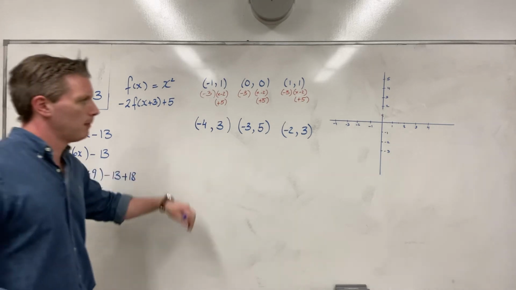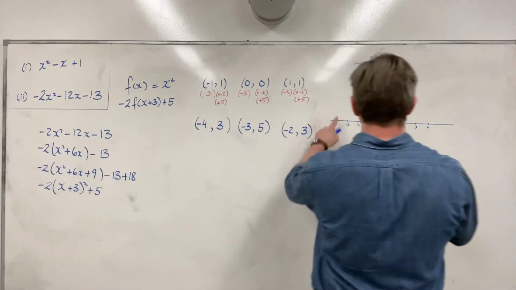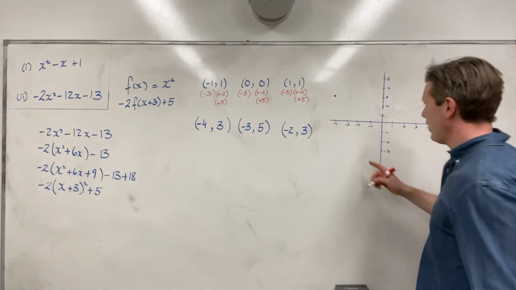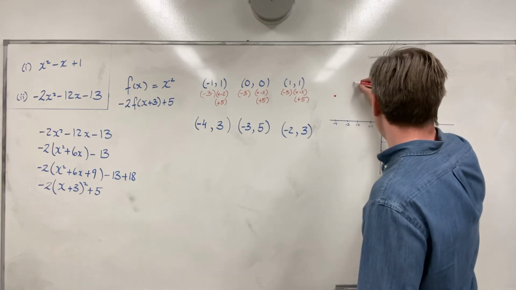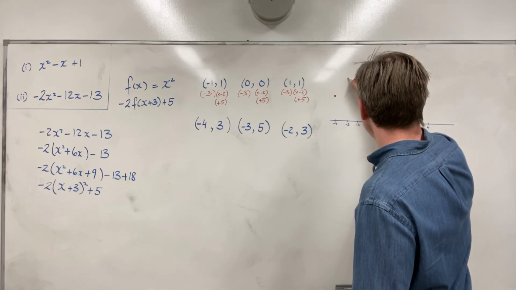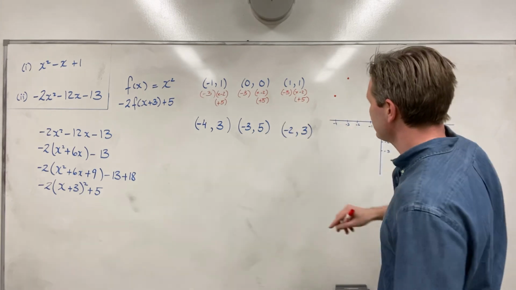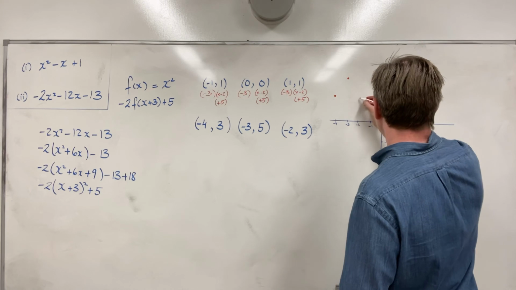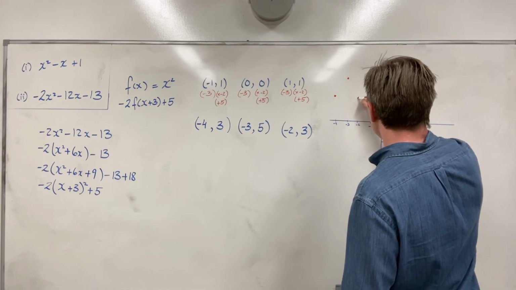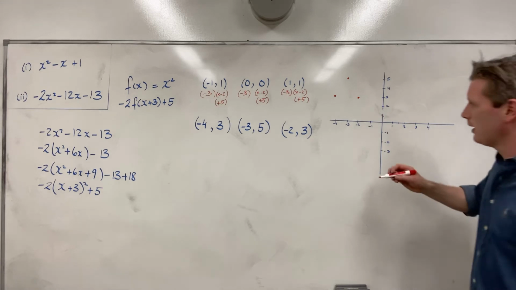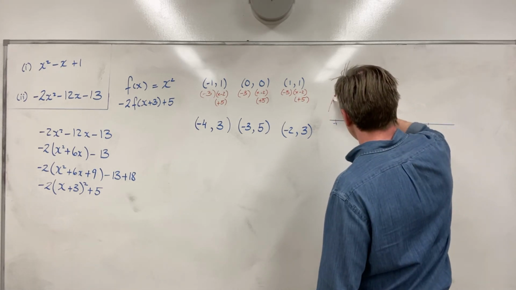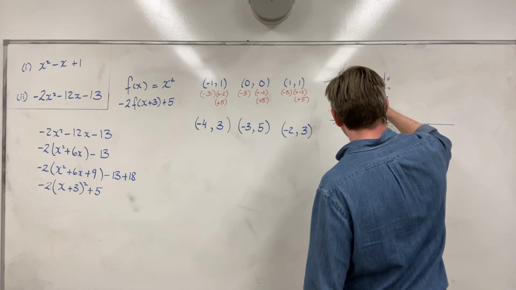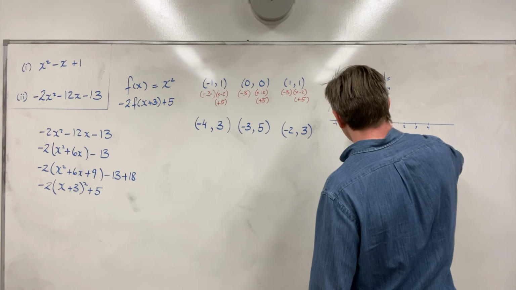Let me just plot them. Minus 4, 3 will be approximately here. Minus 3, 5. That's minus 3, and this is 5 right here. That's my new vertex. And this one is minus 2, 3, which is right here. With those 3 points, I can get an idea of what my parabola looks like. It comes up here, flattens out, comes back down through this point, and keeps going.